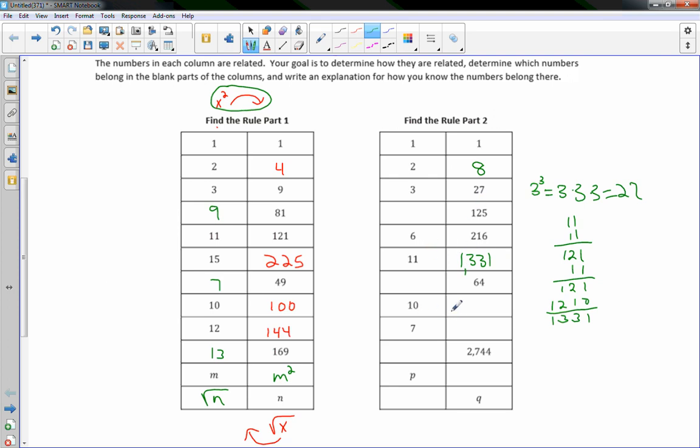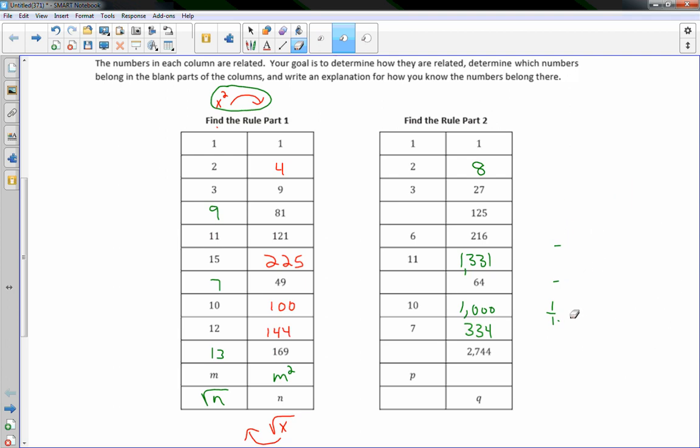And then 10 times 10 is 100, times 10 is 1000. 7 times 7 is 49. 7 times 7 equals 49, times 7 is 9 times 7 is 63, 7 times 4 is 28, plus the 6 is 34, so 7 cubed is 343. Okay, and now let me just erase all my work here so I can do the rest.